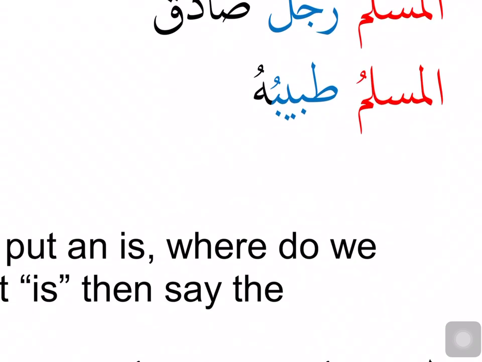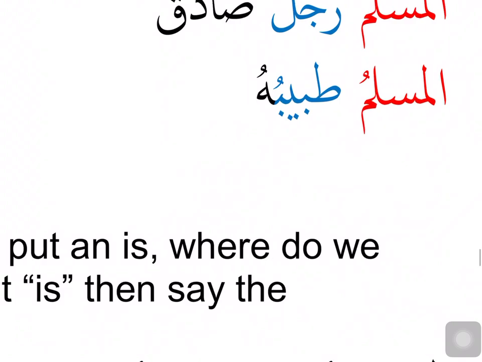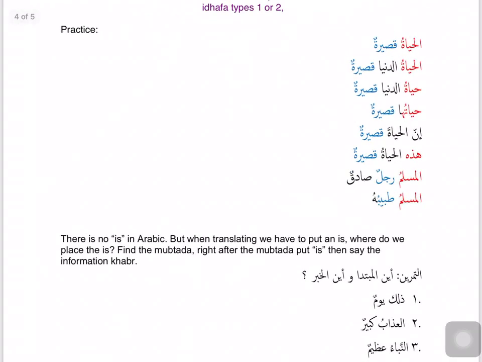Al-Muslimu tabibuhu. Al-Muslimu is the mubtada, tabibu is the khabar mufrad, and who is its mudaf ilayh? The Muslim is his doctor. So your khabar can come as a construction. Your mubtada can come as a construction. We have to remember to keep the constructions together in the right train. Is it the mubtada train or is it the khabar train?